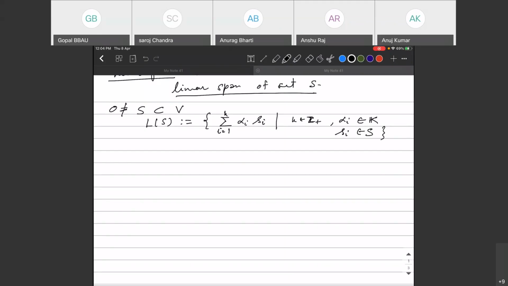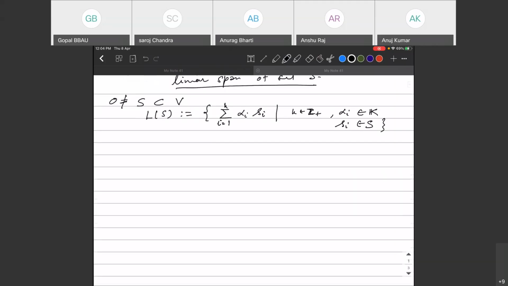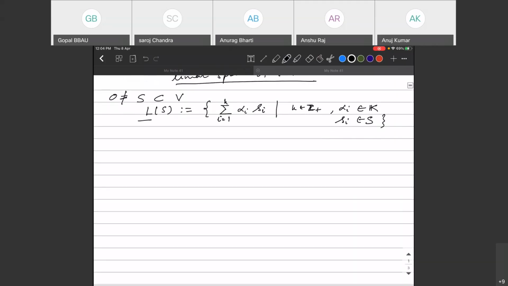Then we have another name for this LS, we call it span of S, or set generated by S, or set spanned by S.